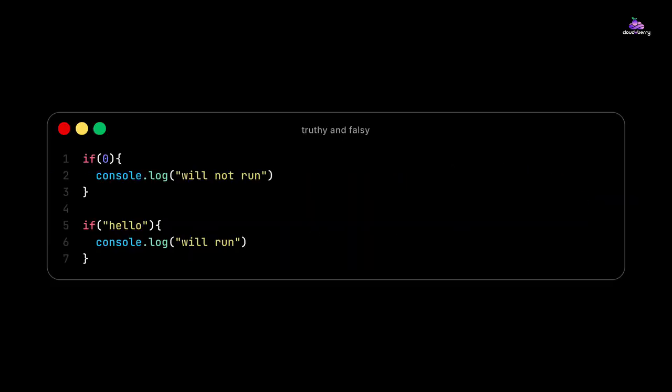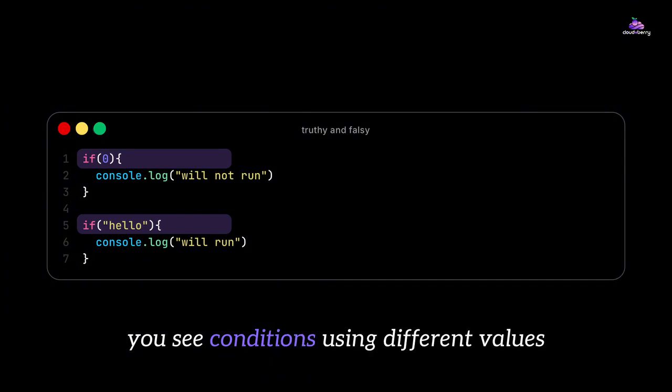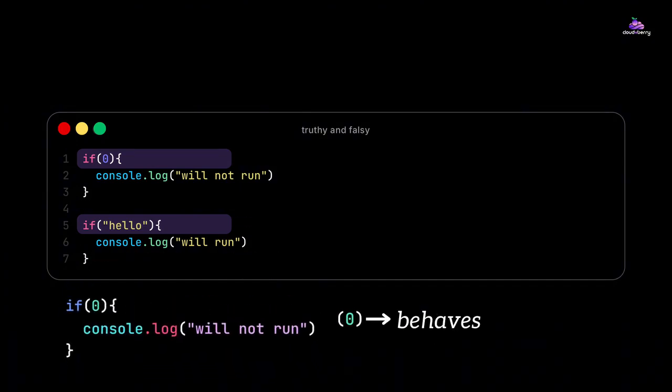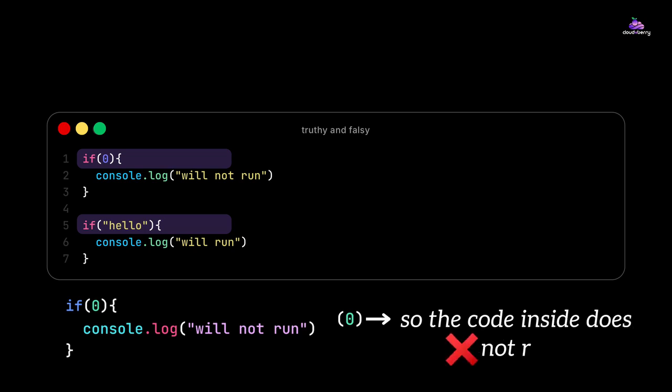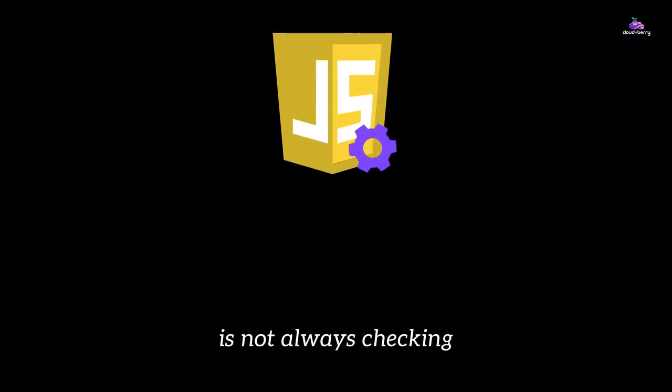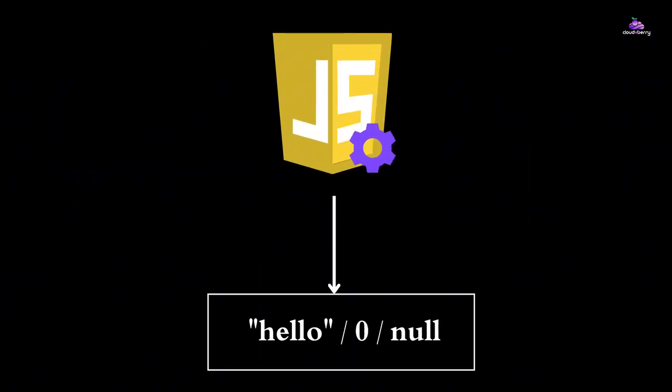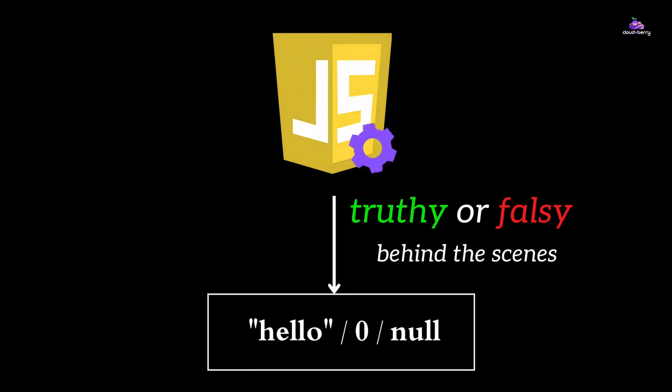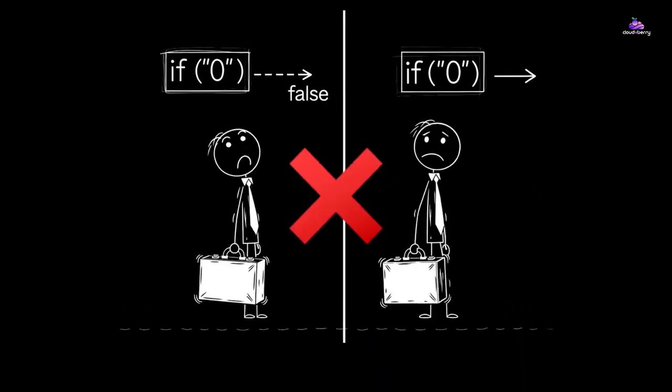Now let's move to number 4, truthy and falsy values. If you look at this example, you see conditions using different values. In the first case, 0 behaves like false, so the code inside does not run. In the second case, a non-empty string behaves like true, so the code runs. So JavaScript is not always checking for true or false. It converts values into truthy or falsy behind the scenes. And this is why sometimes your conditions don't behave the way you expect.